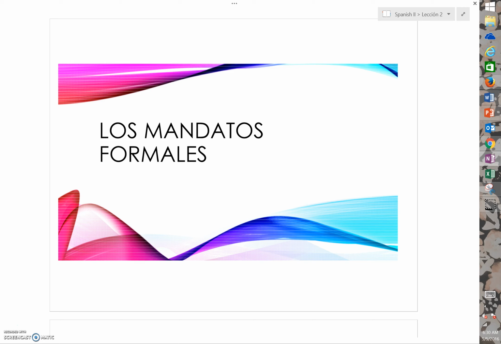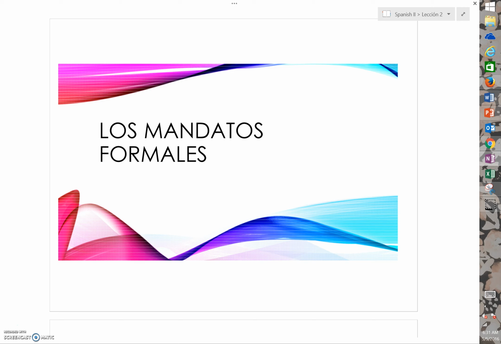Ustedes commands are used to address a group of people and give them directions or instructions. For example, anytime I give you directions as a class, I use the ustedes command form. Saquen la tarea, guarden todas las cosas, sepárense, hagan la hoja de trabajo. All of those are ustedes commands.